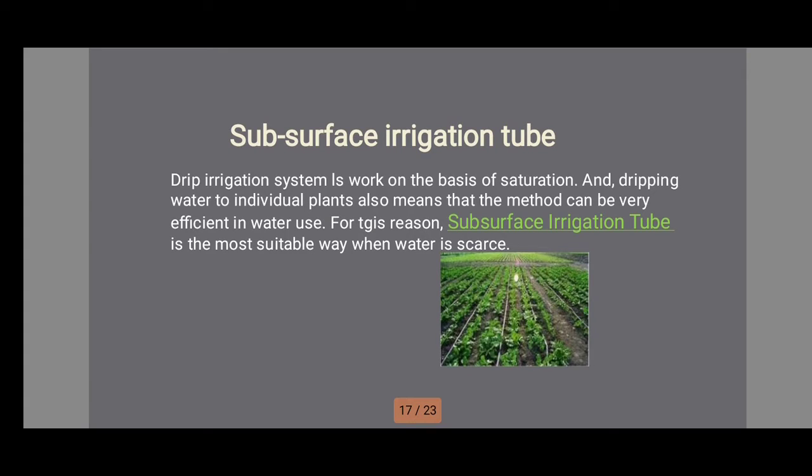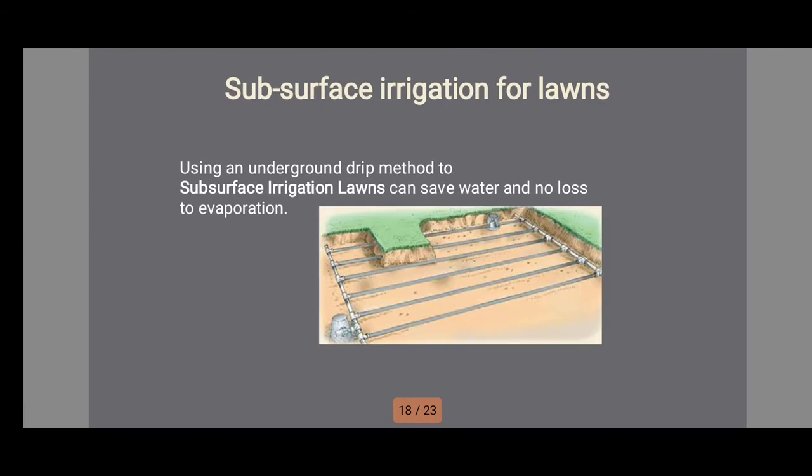This is the drip irrigation system, which works on the basis of saturation and drips water to individual plants. It also means that the method can be very efficient in water use, and subsurface irrigation tube is the most suitable way when water is scarce. We can see in this picture the application of subsurface irrigation in the lawn.